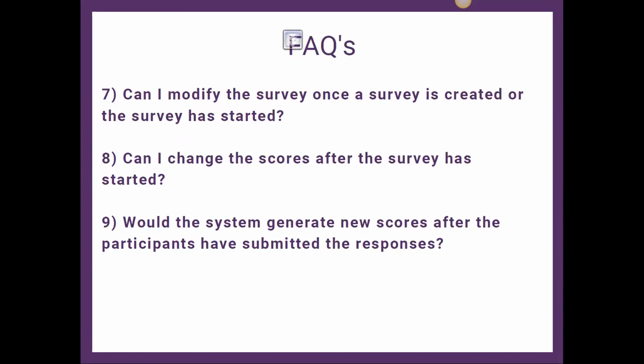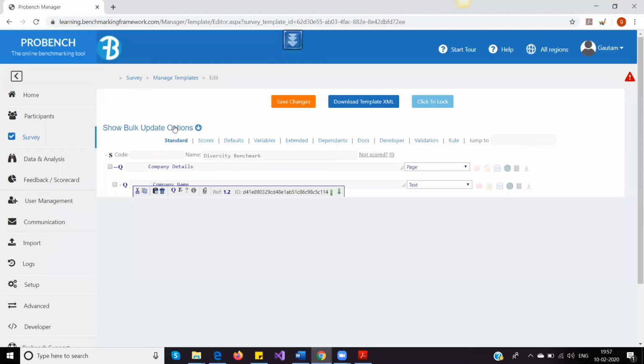Can I change the scores after the survey has started? The answer to that again is yes. You can modify the scores at any point in time during the cycle. And ProBench has a way where you can calculate the scores for all the companies who have already participated, and you can do it in one click, and all the scores would be recalculated based on the modified scores that you have entered.